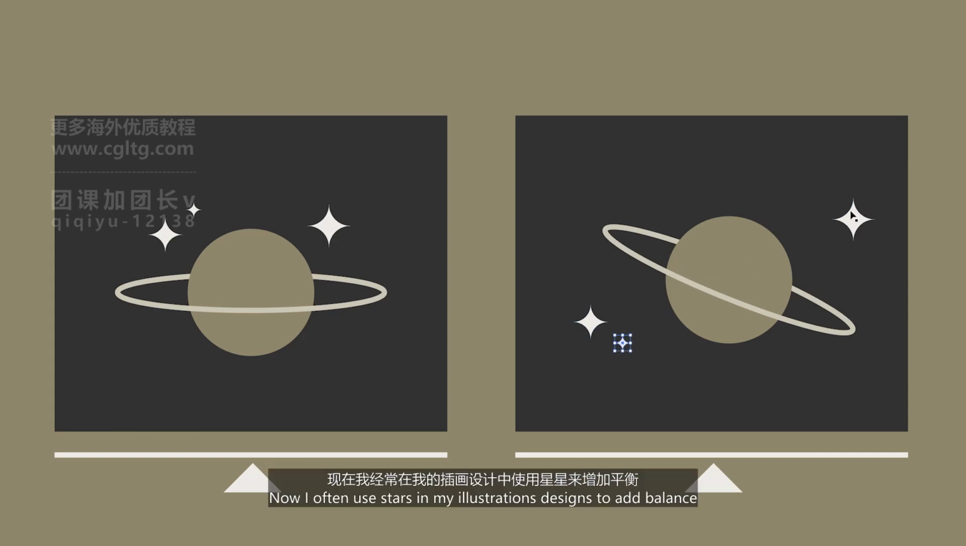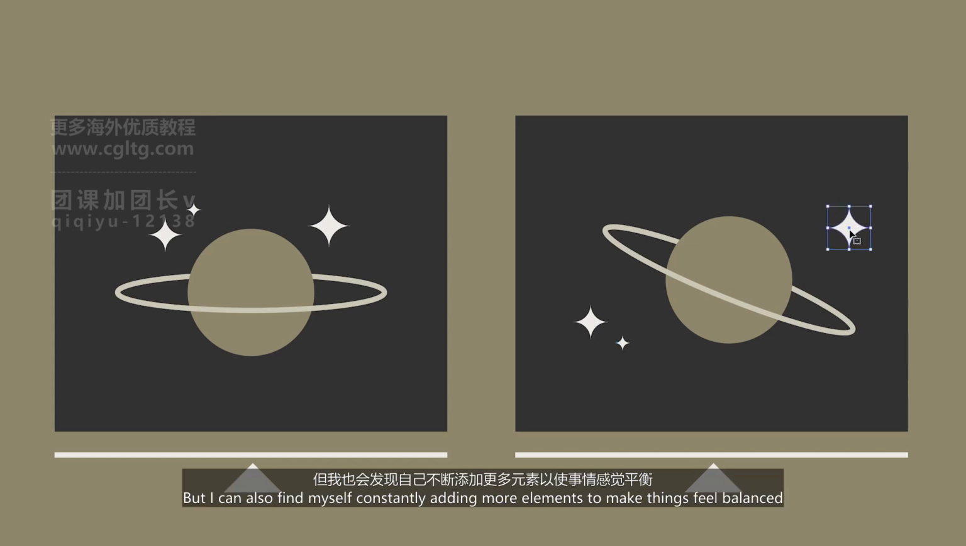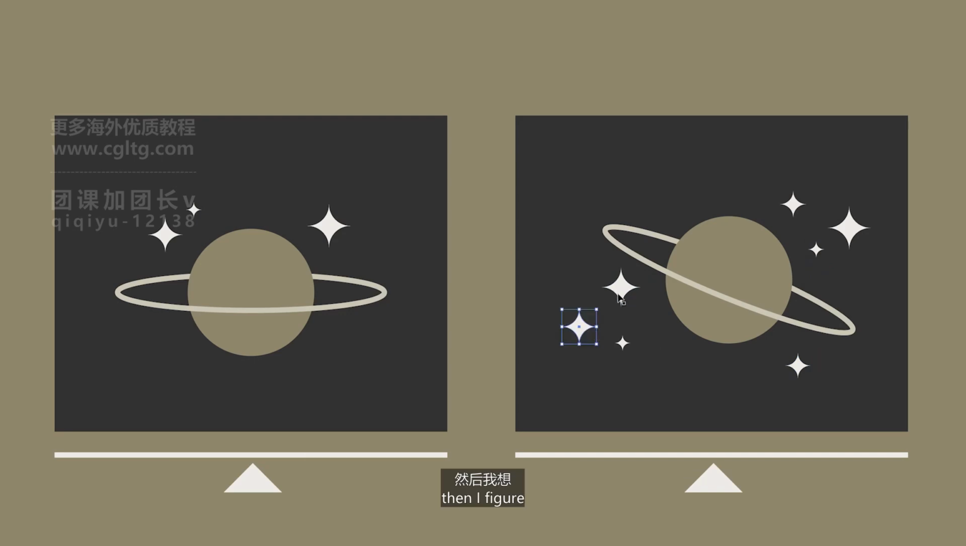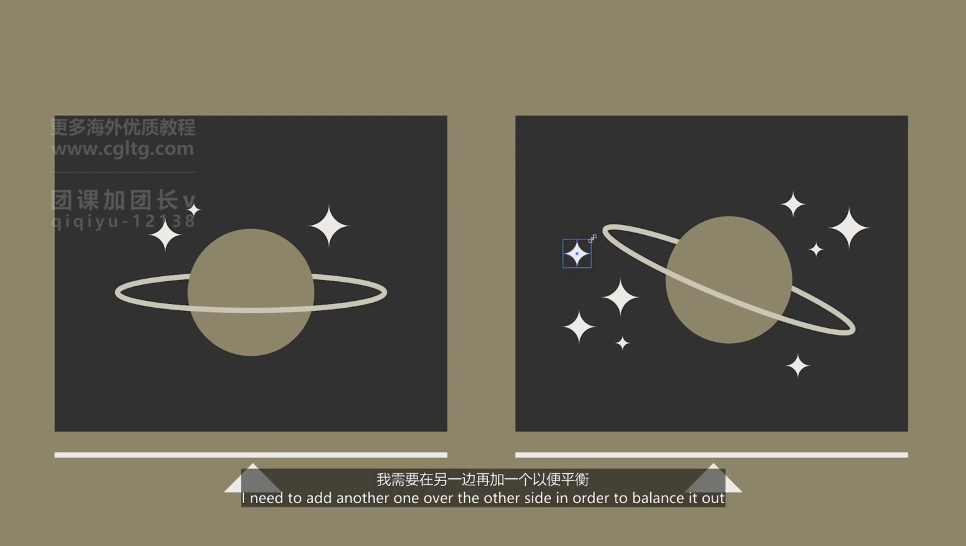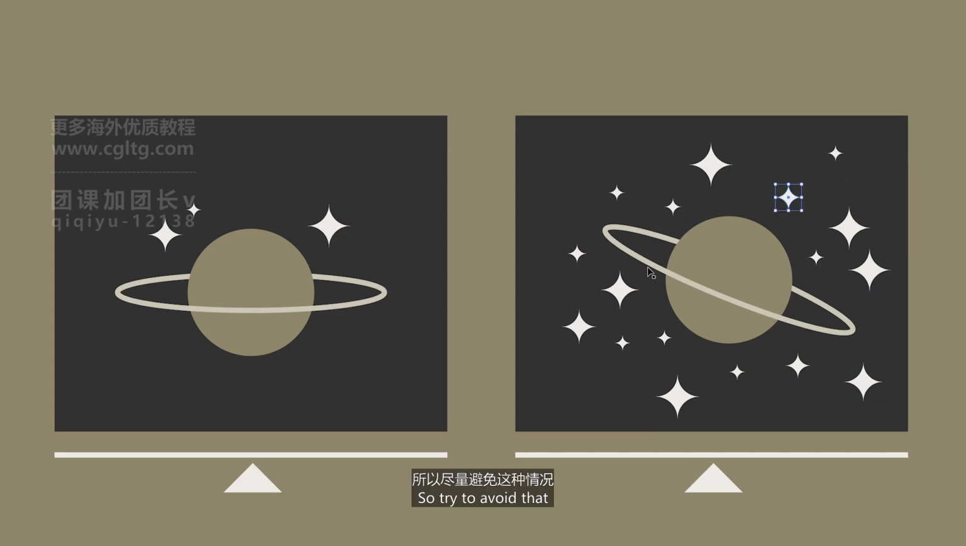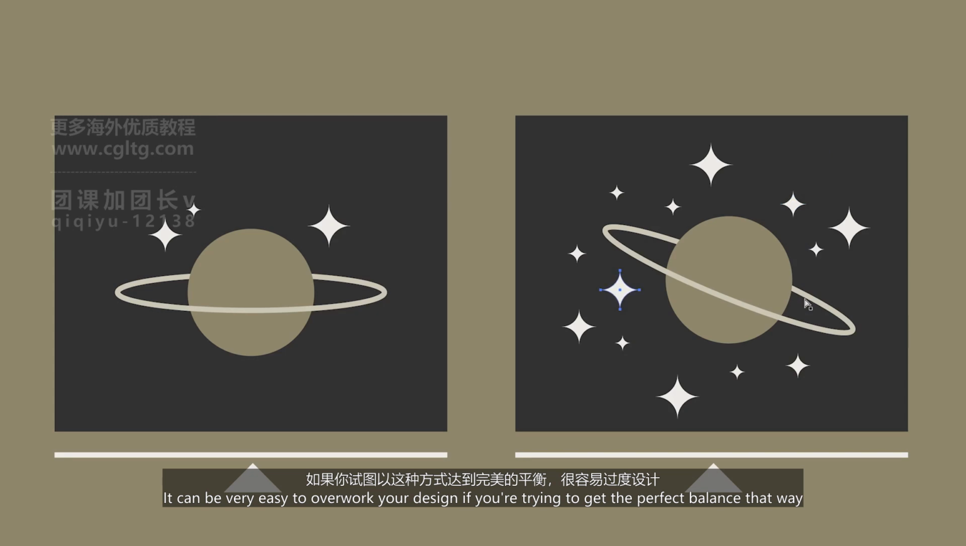Now, I often use stars in my illustration designs to add balance, but I can also find myself constantly adding more elements to make things feel balanced, and I can really go overboard by adding so many of them that it becomes an absolute mess. Where if I create one thing, and then I figure, well, I need to add another one over the other side in order to balance it out, and before long, the whole canvas starts filling up with stars, and we lose the point of the original design in the first place. So try to avoid that. It can be very easy to overwork your design if you're trying to get the perfect balance that way.